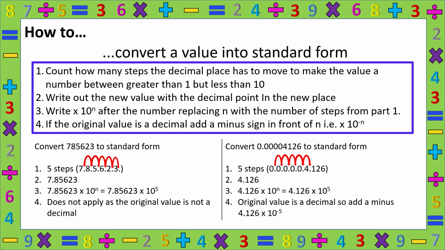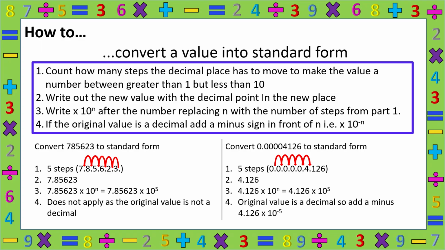So in order to do standard form, you need to be able to get numbers and turn them into standard form. You write the number out and you write the decimal place in the number as it starts off. So for the number 785623, the decimal place is after the 3. Then you put the decimal place in a new position where you will end up with a number between 1 and 10.